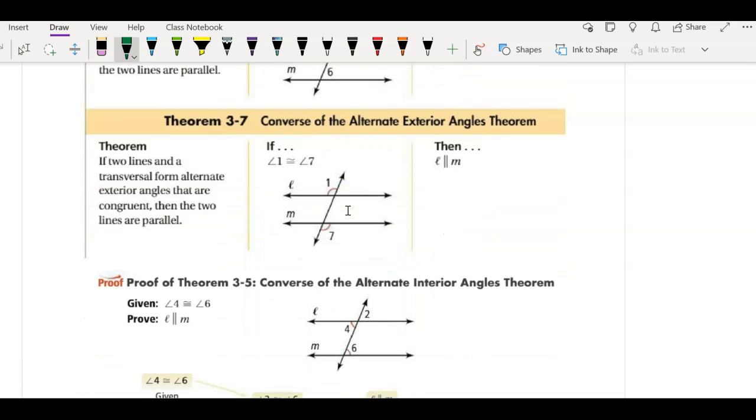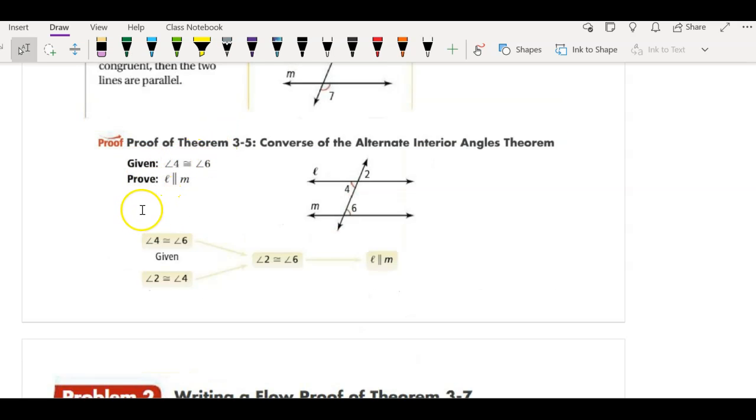And let's look at 3.7. If angle 1 is congruent to angle 7, those are alternate exterior angles, then line L is parallel to line M.